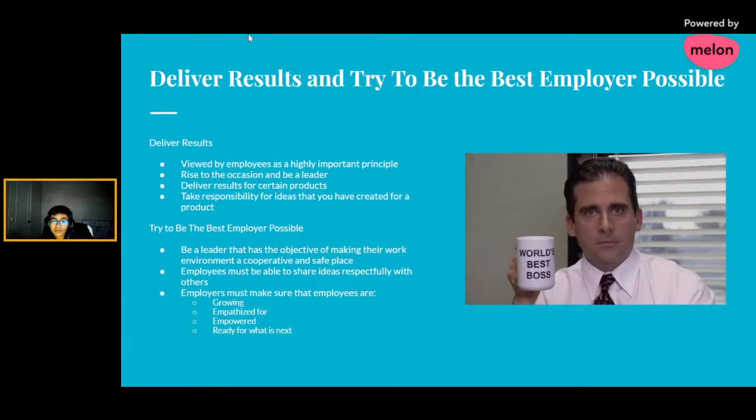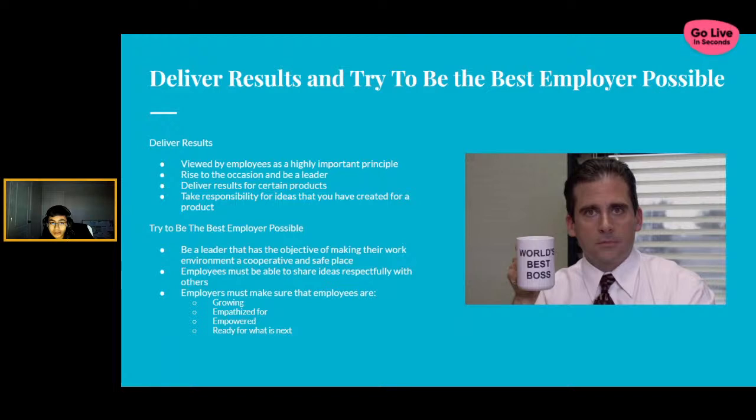Next, delivering results and trying to be the best employer possible. Deliver results. This is viewed by employees as a highly important principle for leaders. They have to rise to the occasion. They have to deliver results for certain products. Leaders ultimately take responsibility for ideas that they have created for a product.